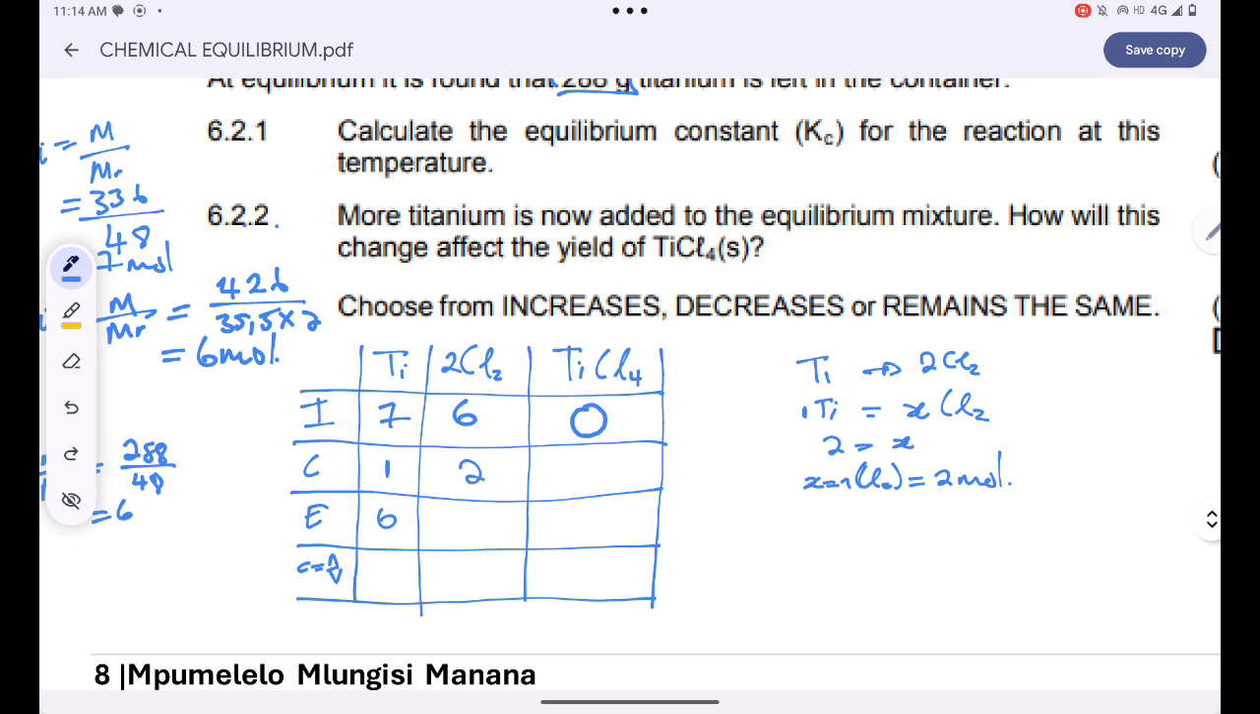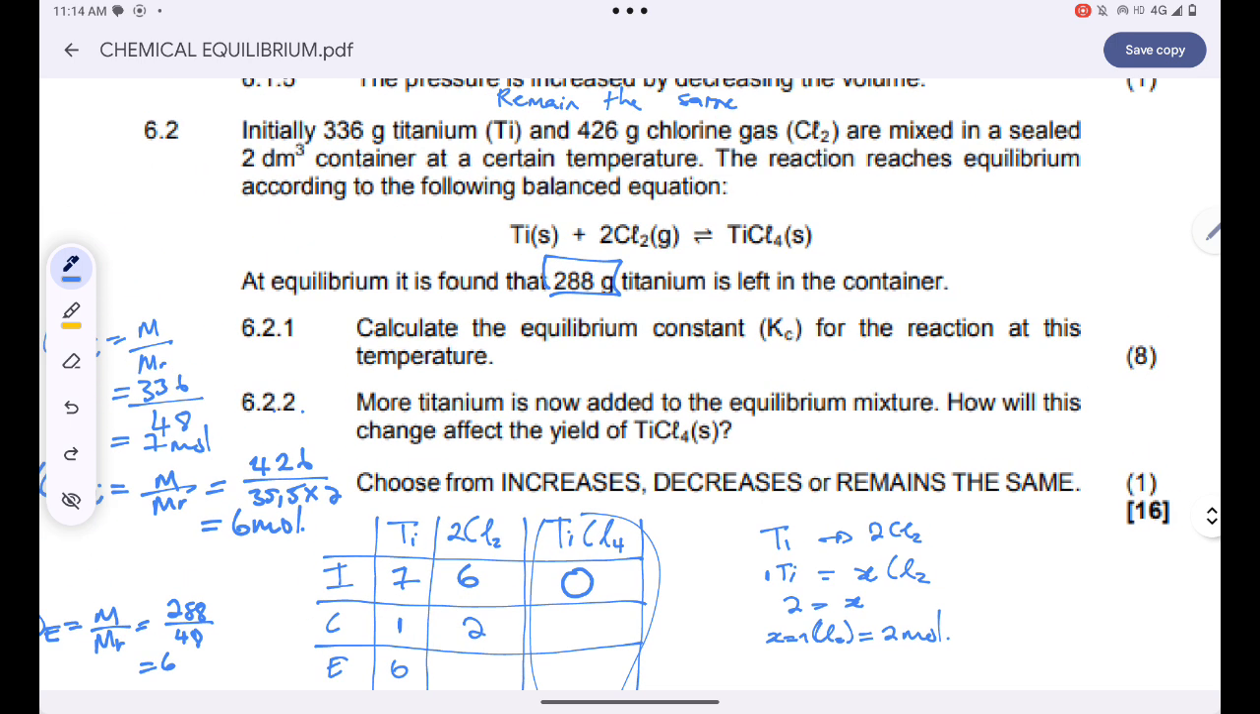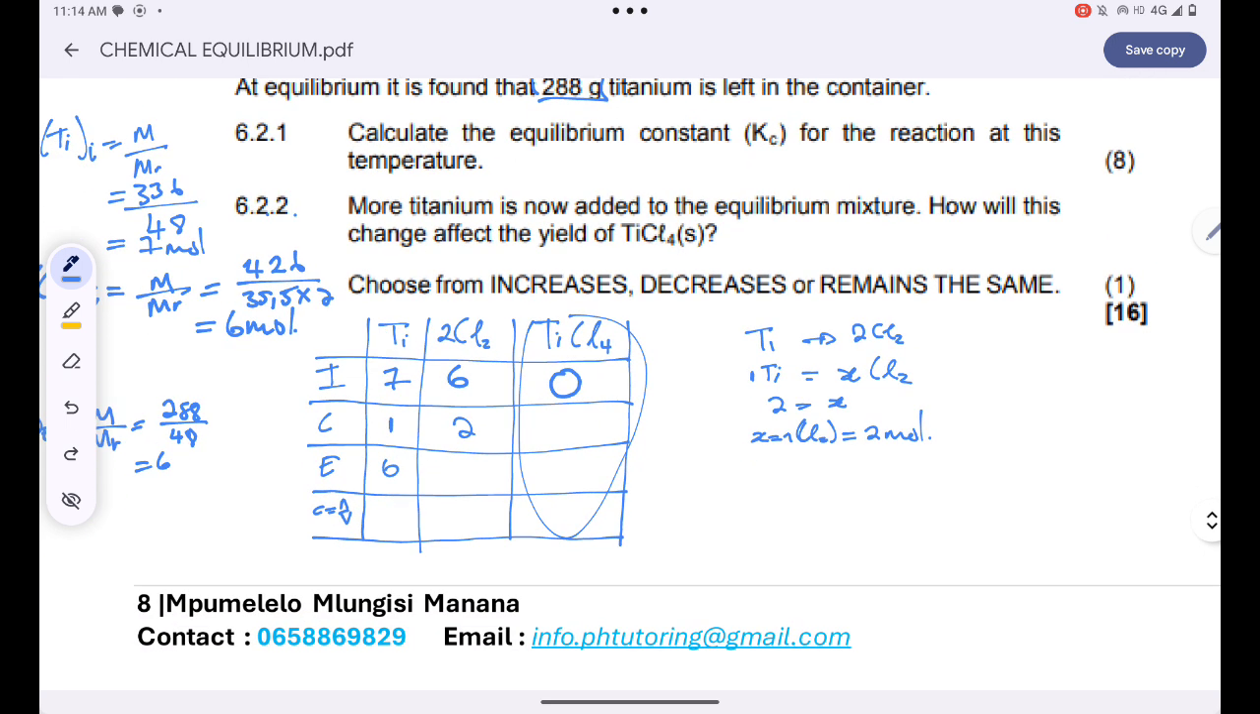Right? I don't need to fill in the table over there, guys, because for me to find Kc, I'm going to use chlorine because it's the only compound that is allowed to be in the Kc expression. Why? Because whenever you calculate Kc, we do not include solids and liquids. But just for the sake of not forgetting how to fill in the table, I'll just do it for you guys.